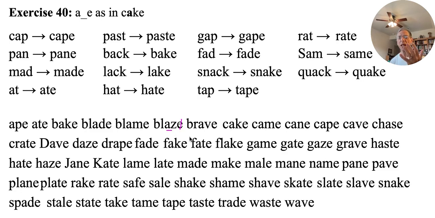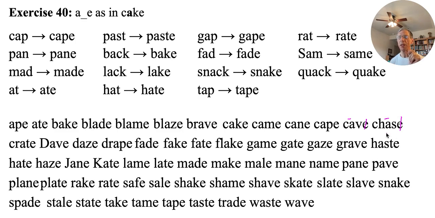The fire was a big blaze. Brave, very brave, not afraid. Cake, yummy, a delicious chocolate cake. Came, he came to school early because he really wanted to learn. Cane, some people have to use a cane to walk. Cape, Superman, Batman have a cape. Cave, in a dark cave.